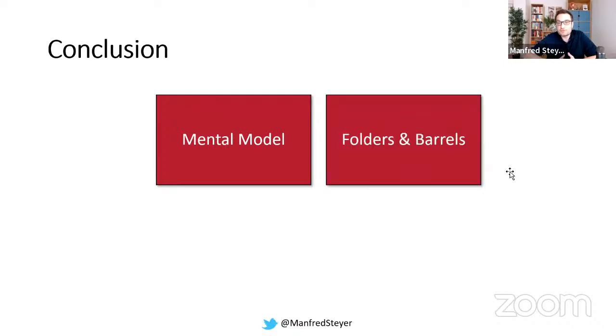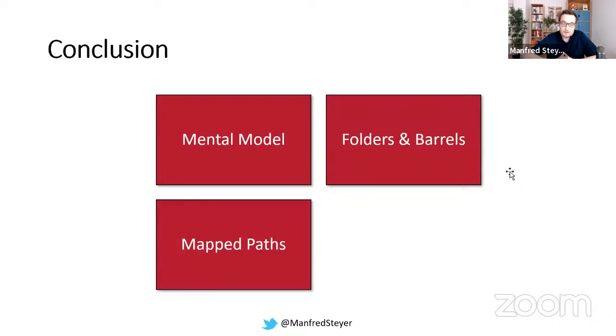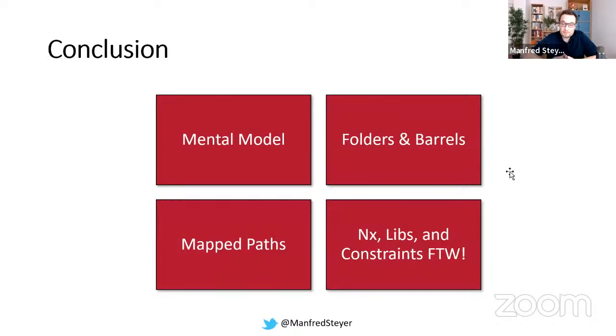We've seen that we can structure our stuff with folders and barrels. We can even go with mapped paths, plus using NX and libraries, and all those constraints we've seen before are really a win. It's really an improvement for your whole architecture. So consider using them.